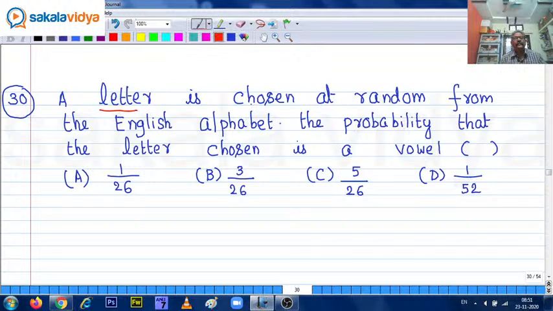See, a letter is chosen at random from the English alphabet. The probability that the letter chosen is a vowel. It must be a vowel. English alphabet.